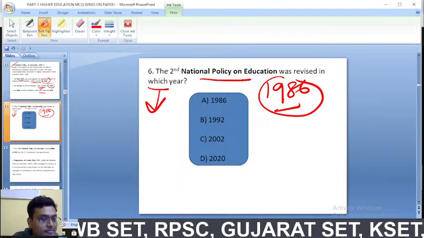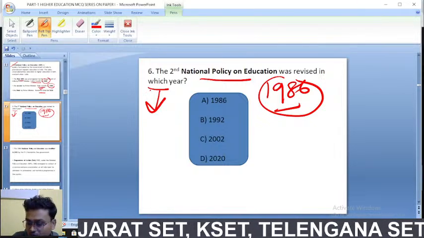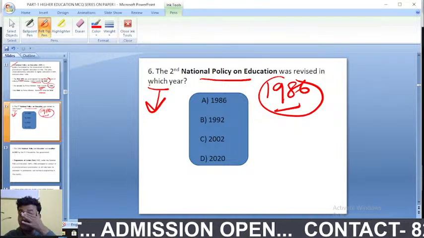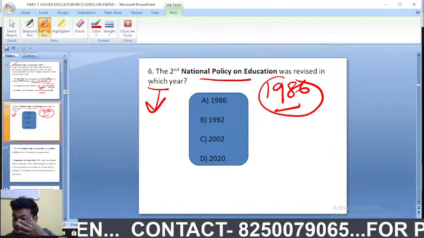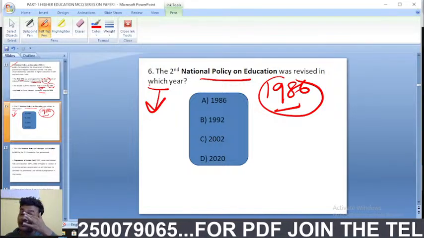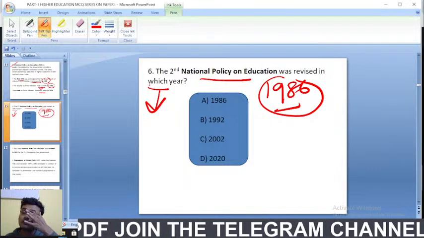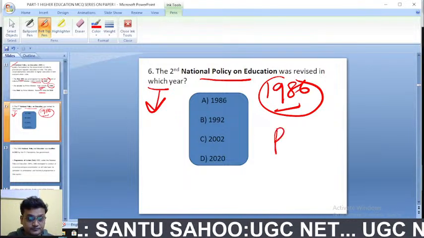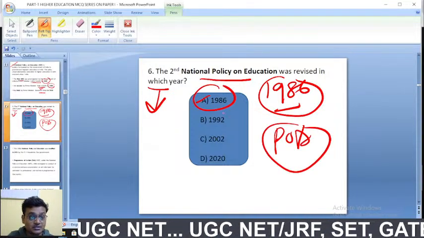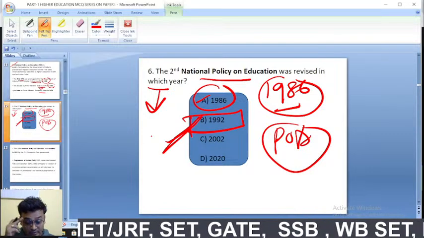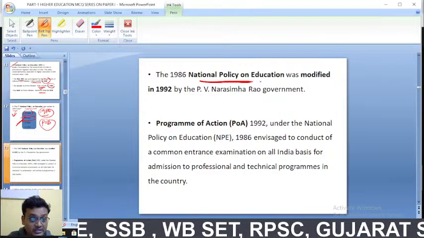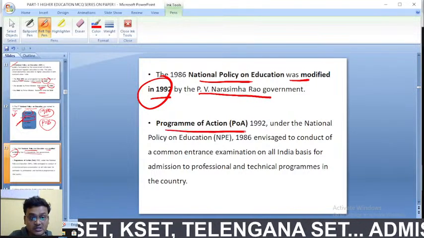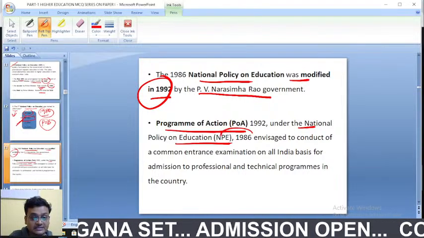I told you now. These are all pre-independence policies. We have first in 1813 the Charter Act, that is to spread the scientific knowledge. So it's 1992 now, Program of Action, POA. The second national policy came in 1986. So it was revised in the year 1992 by Program of Action, POA. 1986 National Policy on Education was modified in 1992 by the P.V. Narasimha Rao government. It is known as Program of Action, POA, under the National Policy of Education 1986.